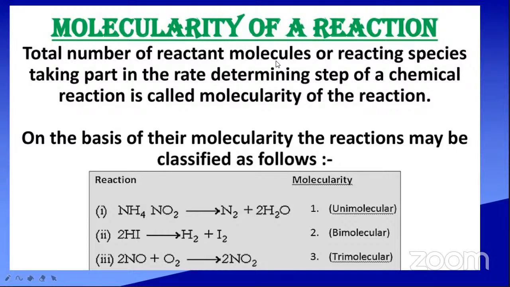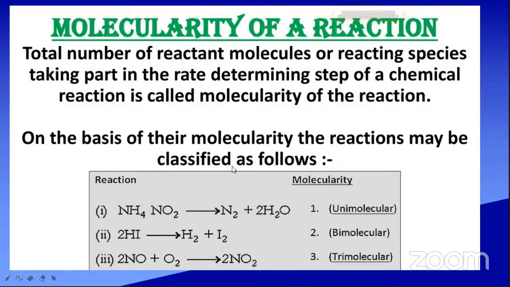What is the rate determining step? If a chemical reaction happens in a single step, that is called an elementary reaction. If more steps are there, it is called a complex reaction. In a complex reaction with more than one step, the slowest step is called the rate determining step. In that slowest step, the number of molecules involved is equal to the molecularity.